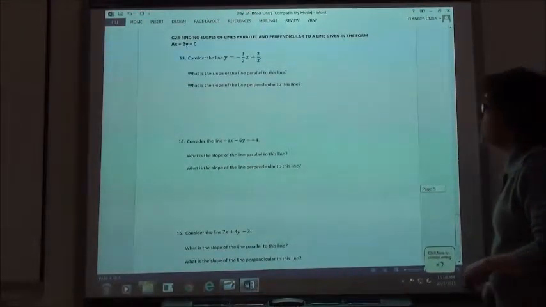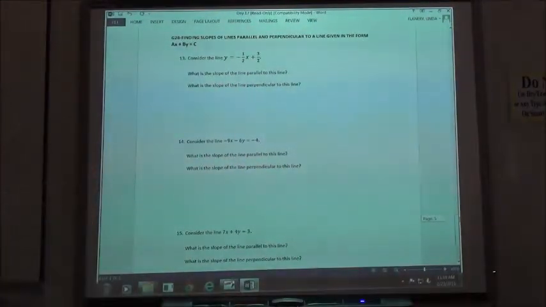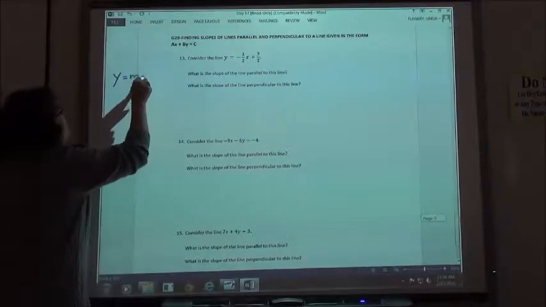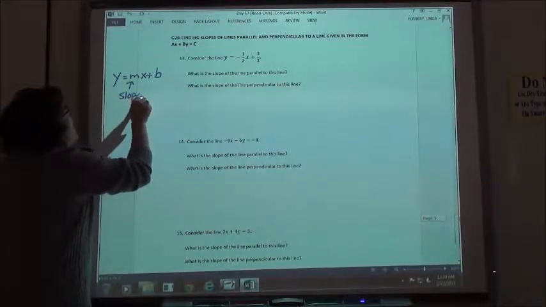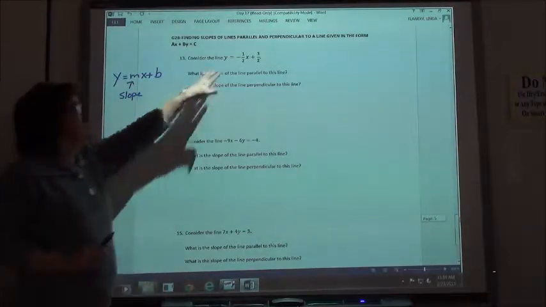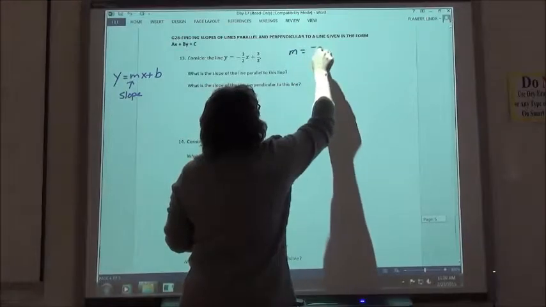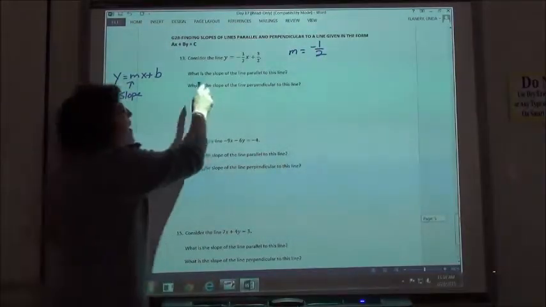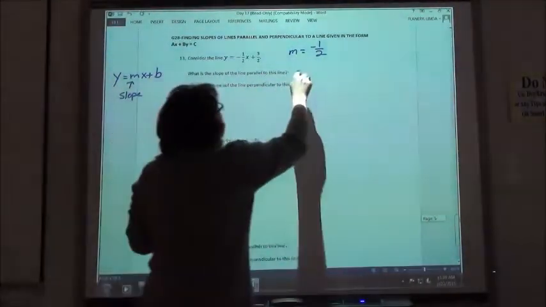And 13, 14, 15 want you to figure out the slope of the line parallel to the given line. We know if it's in y equals mx plus b, that the slope of the line is the number in front of the x. So since this equation is already solved for y, we know that the slope is negative 1/2. The slope of the line that's parallel. If they're parallel, they should be slanted the same. So the slope should be the same.